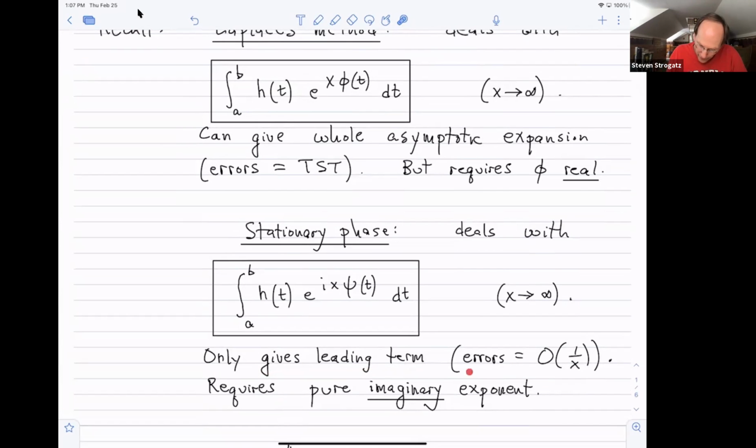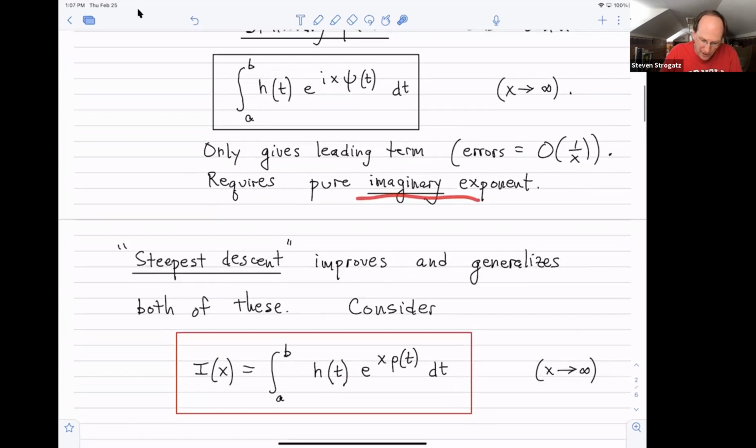And then there are errors that are kind of uncontrolled by this method that are order 1 over x, which we could not calculate with the method of stationary phase. Often we don't care. Usually the leading term is good enough. We saw how fantastic it was for approximating Bessel's function J0. Nevertheless, there could be circumstances where you want more than just the leading term. And so the method we'll do today will show us how. Okay, so we've got these two types of methods with phi real or with a pure imaginary exponent.